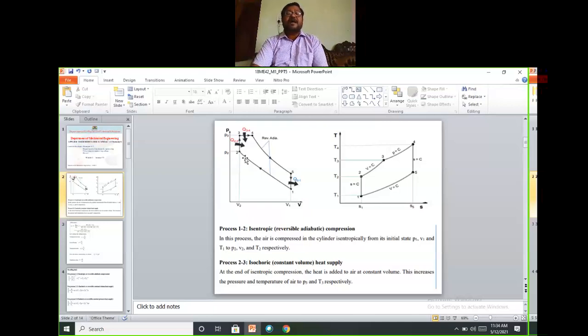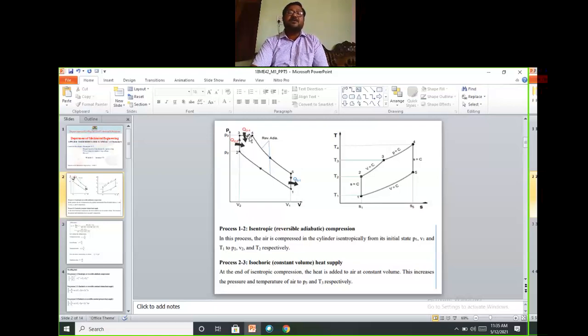1 to 2 is the isentropic compression. 2 to 3, again, is what we have studied in the Otto cycle, the constant volume heat addition process, and 3 to 4 is the constant pressure heat addition process. Here you must be very careful. Both are perpendicular, these two. While drawing the diagram in the examination or in a test, anywhere, you must be very careful. These two lines should be perpendicular to each other, at a right angle.